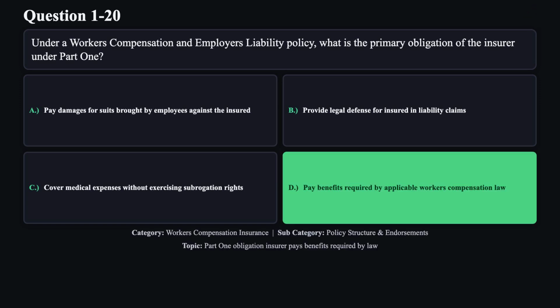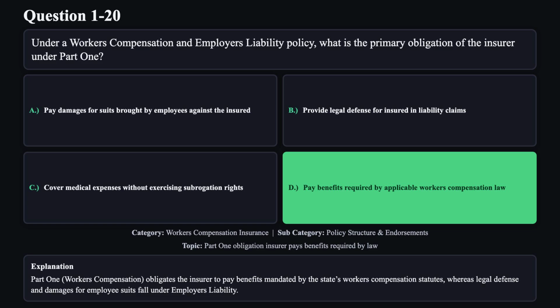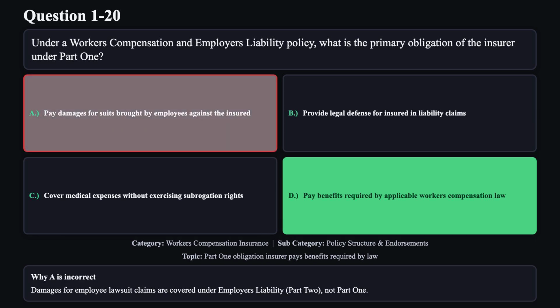The correct answer is D. Part 1. Workers' compensation obligates the insurer to pay benefits mandated by the state's workers' compensation statutes, whereas legal defense and damages for employee suits fall under employer's liability. Reason A is not correct. Damages for employee lawsuit claims are covered under employer's liability, Part 2, not Part 1.